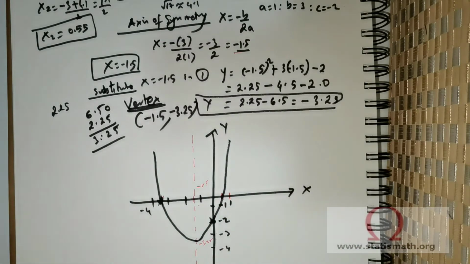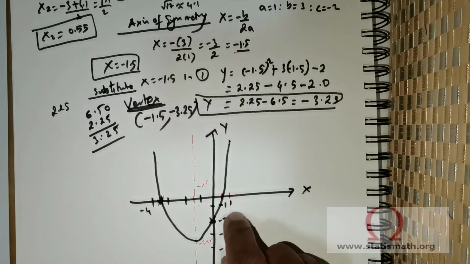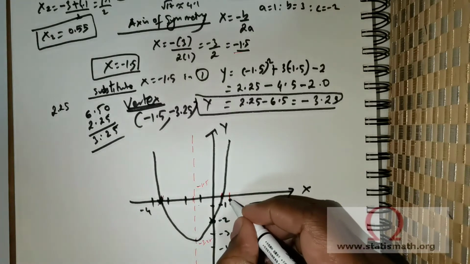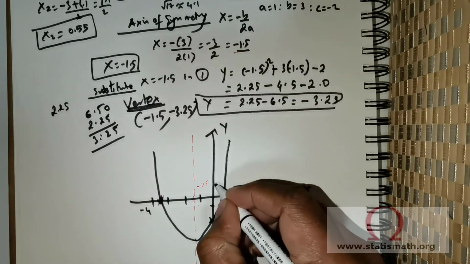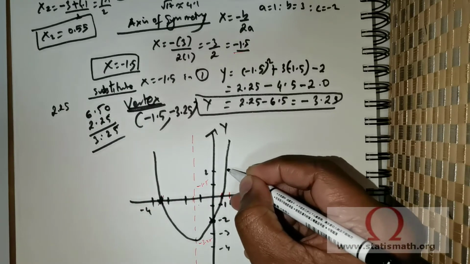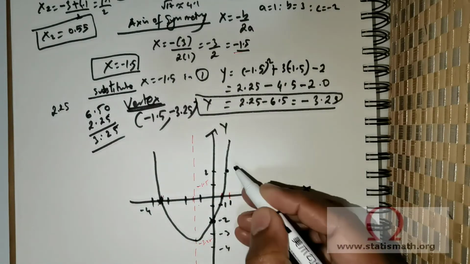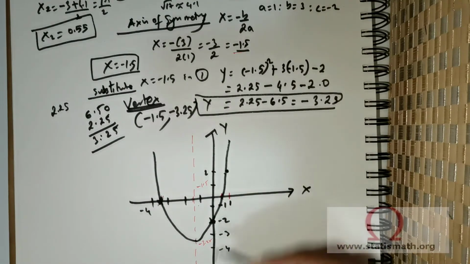Okay, it moves up. Now we are expected to find the equation of the tangent at the point 1, 2. So if this point is 1 and this point is 2, we are asked to find the equation of the tangent at this point. So there is going to be a tangent at that particular point, and we are expected to find that.